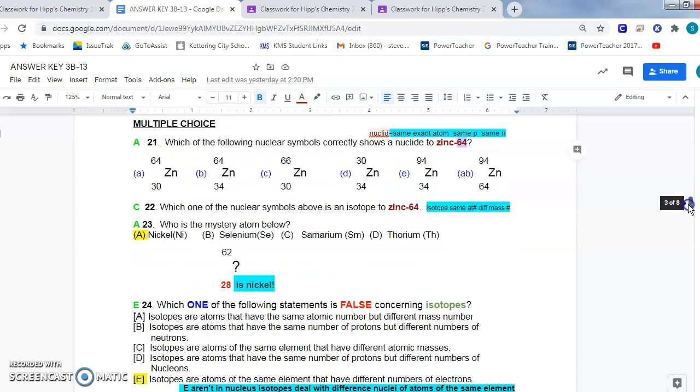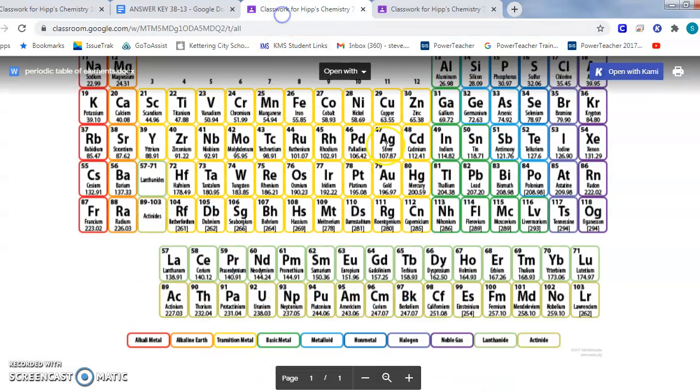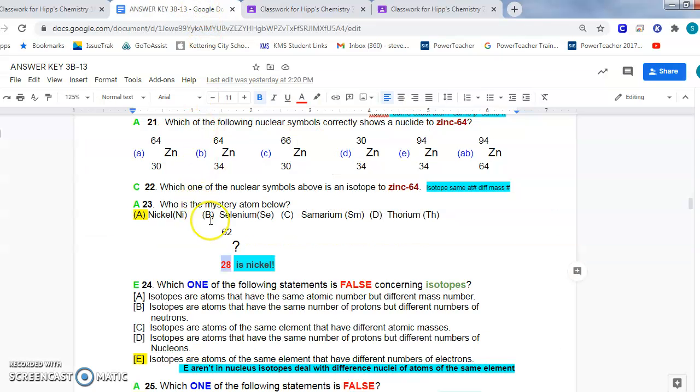Next question, who is the mystery atom below? The mystery atom below is easy to figure out. If we remember Moseley, who said it's the atomic number that determines the chemical properties and behaviors of the element, it is the atomic number that determines what element an atom belongs to. So we know the atomic number here is 28. So we go to the periodic table of elements. Atomic number 28 is nickel. So that atom is nickel, letter A.